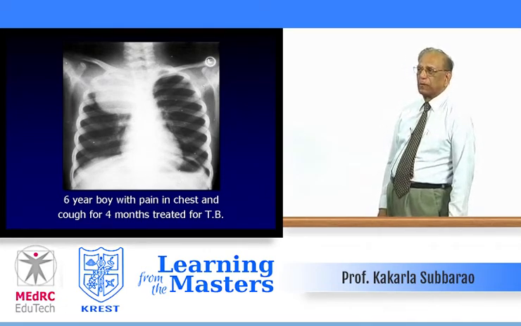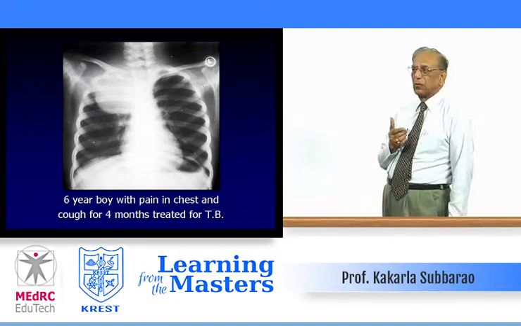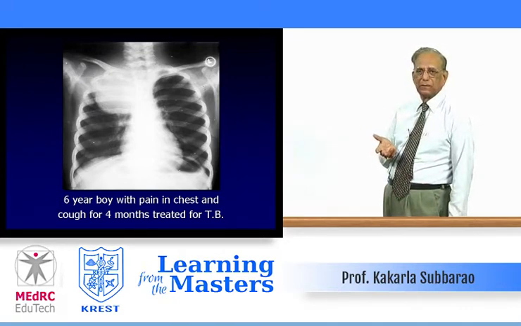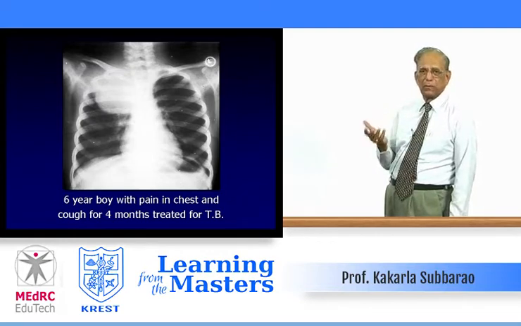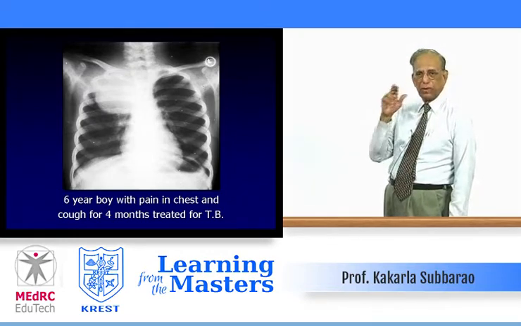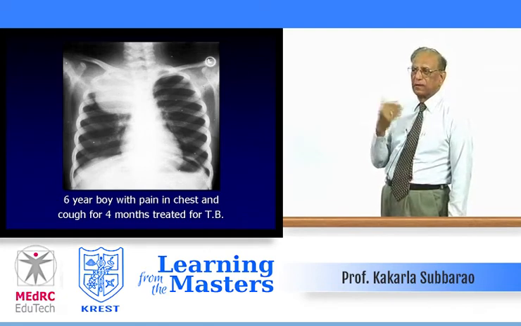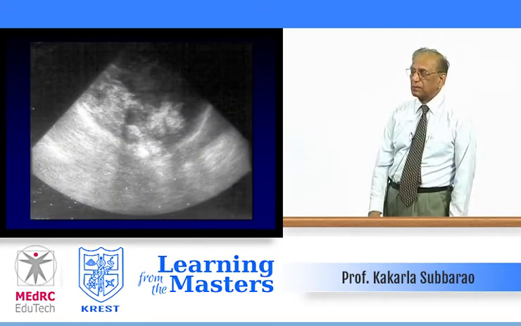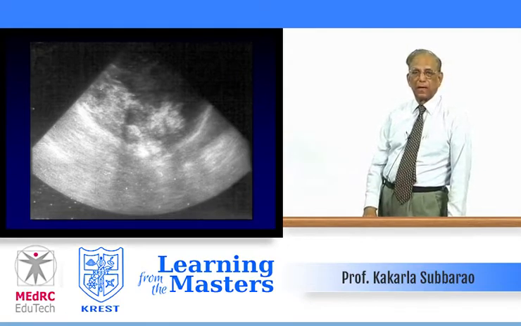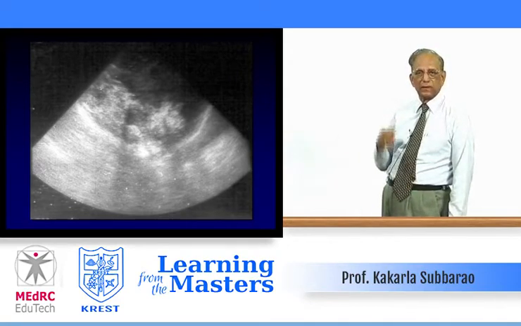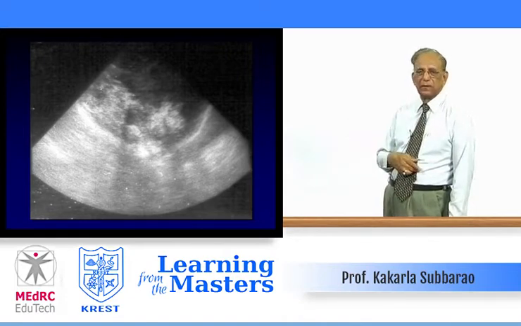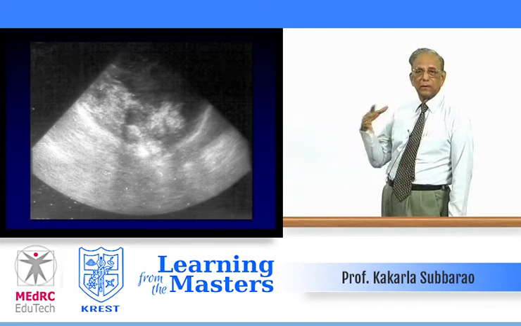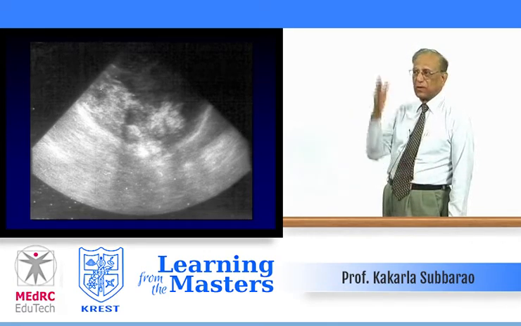A 6-year-old boy has pain in the chest and cough for 4 months. Since tuberculosis is so common, progressive primary complex or perifocal infiltrate, they treated it as TB, but no response. At the time, his friend has got an ultrasound machine and he said he will see if there is a cyst or a solid. And then on ultrasound, you find multiple calcific densities with shadowing.